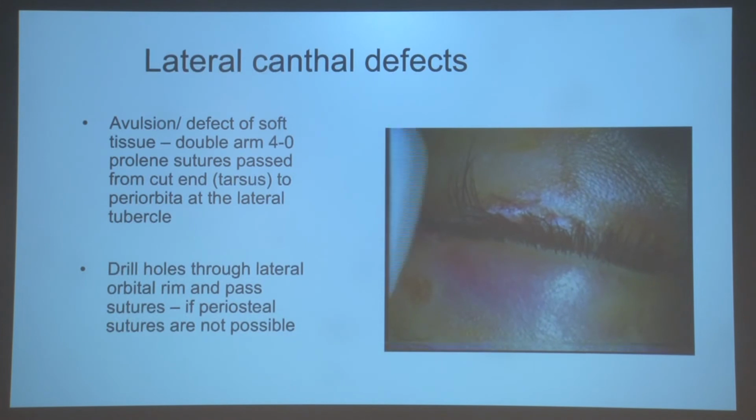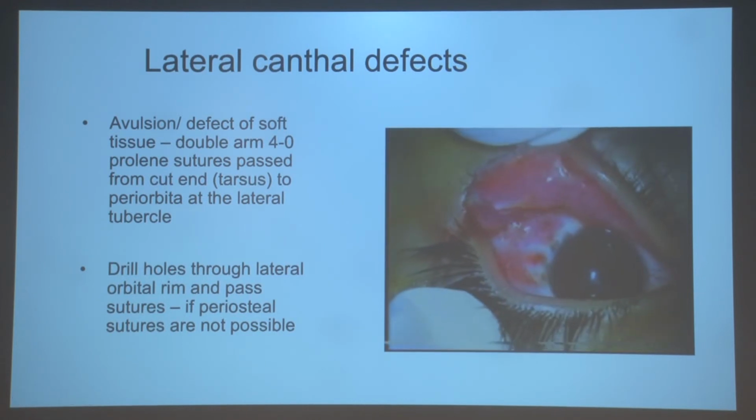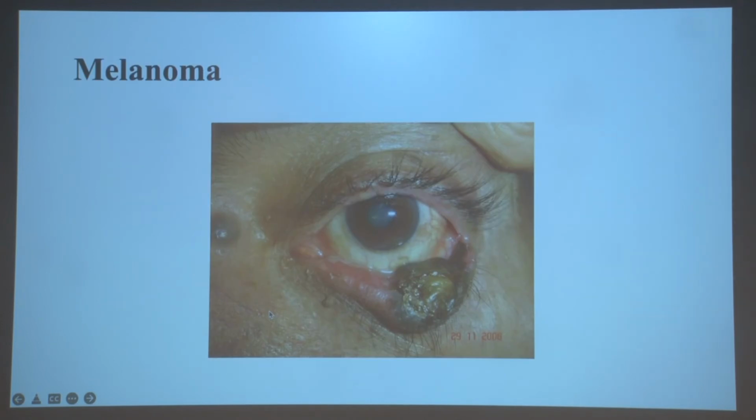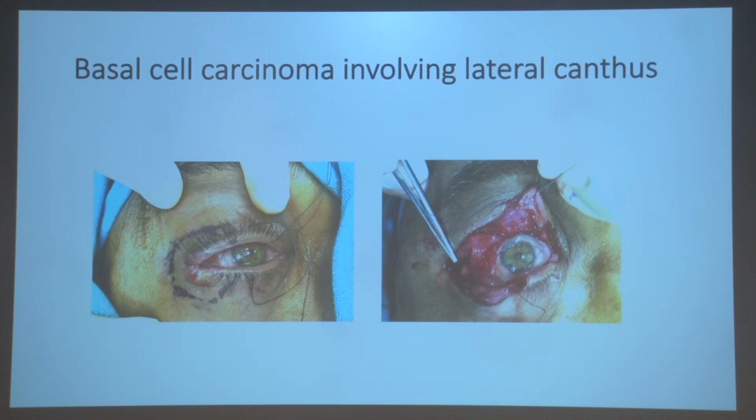Lateral canthal defects. What is important is lateral attachment to the periorbita and periosteum with double arm sutures. So we either do just the double arm sutures with Prolene, or you may need a periosteal flap. So examples are of reconstruction of the lateral canthus.